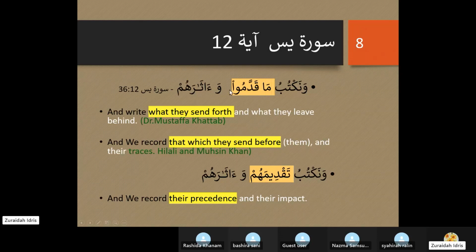Qaddamuhu, the hu goes back to ma, what they have sent. But they are the one doing the sending. So that has to be reflected somewhere, right? So their precedents, what they sent. Got that? Slowly, slowly. Any question? I think you need to get the hang of this. Why we can do this is because the a'id has been dropped.